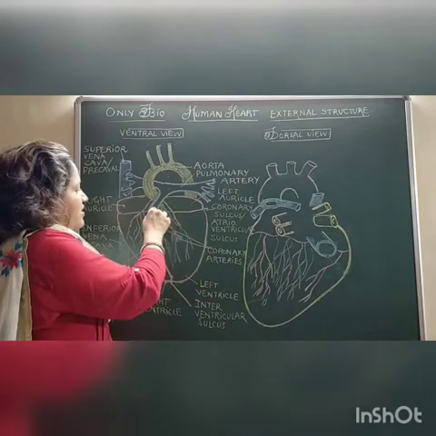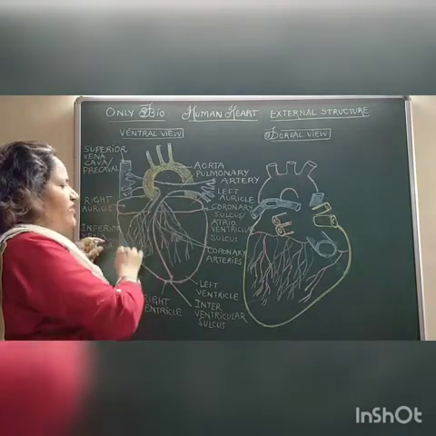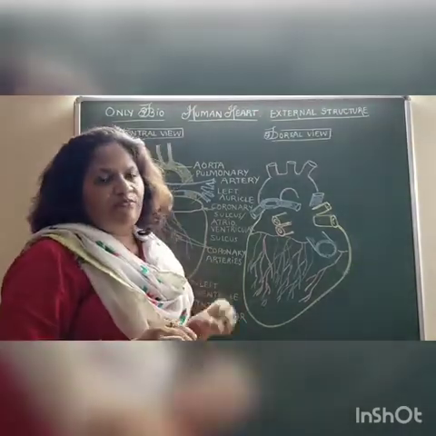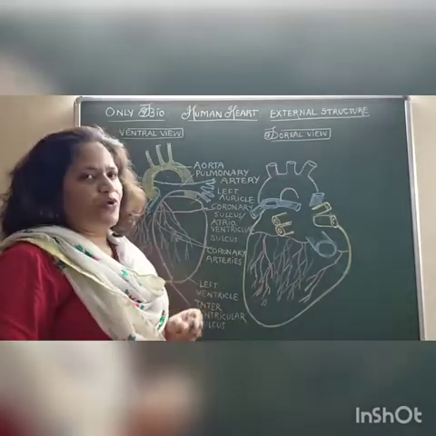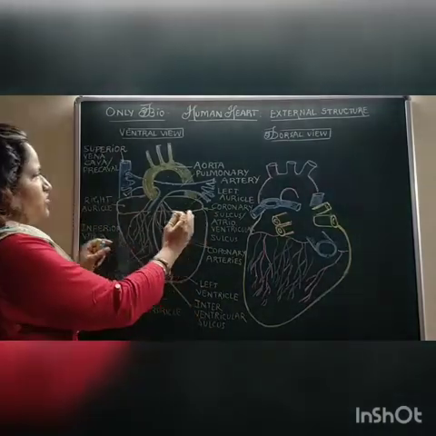And these coronary veins, the pulmonary artery, the superior vena cava and the inferior vena cava, I have colored in blue so as to make you understand that this is the impure blood, that is deoxygenated blood. So this is all about it.